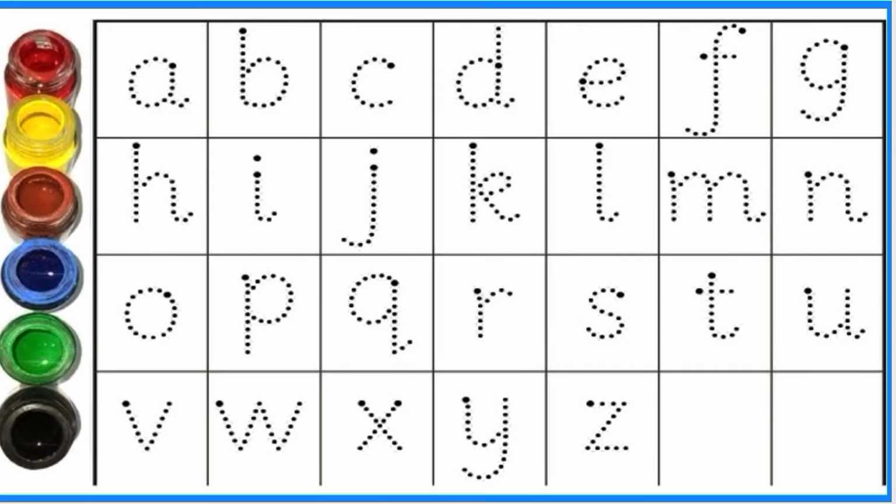Write and learn English alphabet. A, B, C, D. A for apple. B for banana.